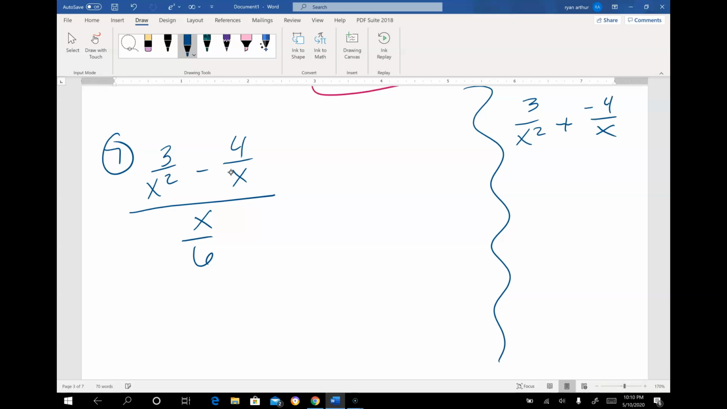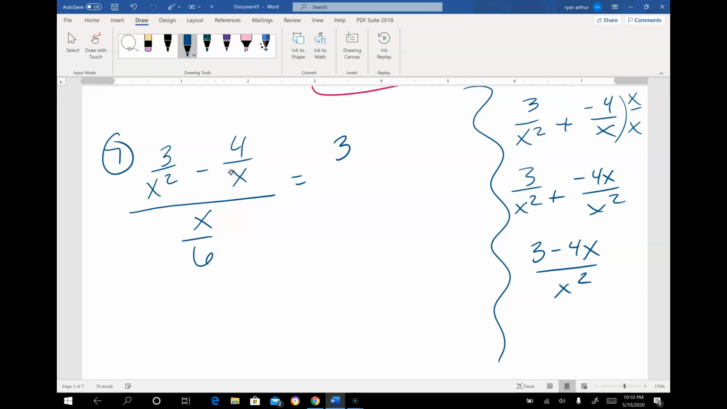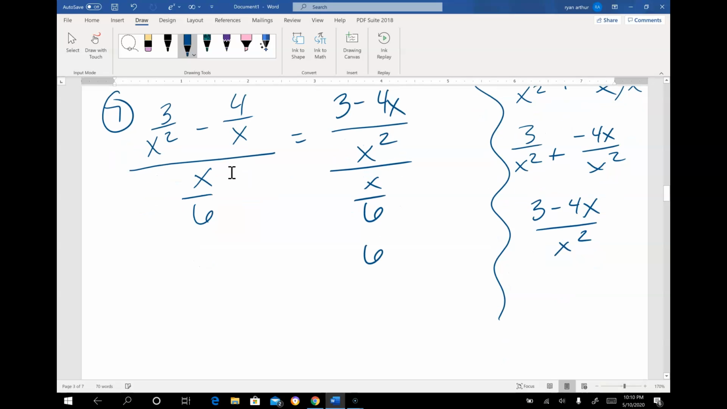Now, I can't make x squared look like x, but I can make x look like x squared, right? That's just missing an x. So multiply this by an x. When you do that, you get 3 over x squared plus negative 4x over x squared. Common denominator, smush the top: 3 minus 4x over x squared. So the top is now 3 minus 4x over x squared all over x over 6. Keep, change, flip.